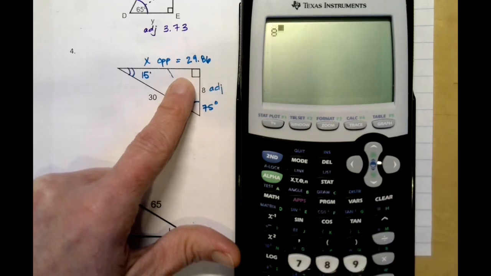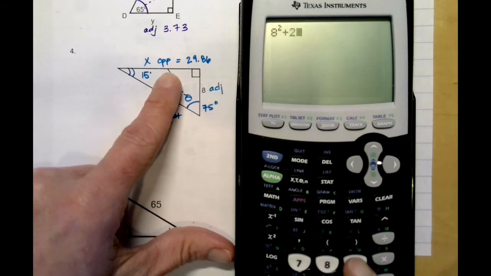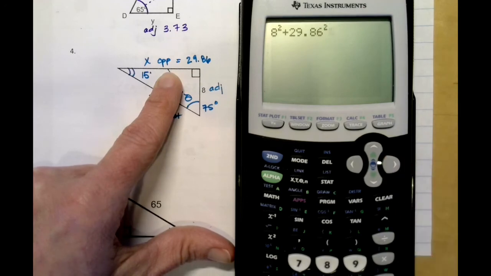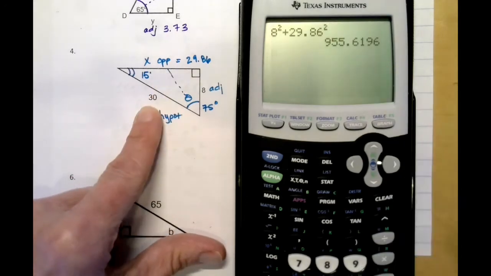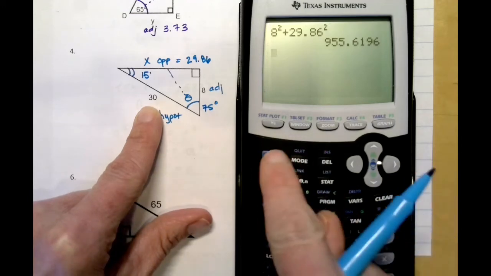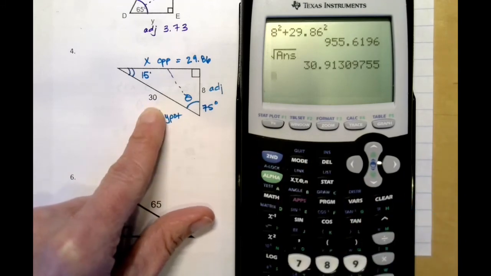Is 8 squared. Don't forget to arrow out. Plus 29.86 squared. Are those two values equal when you divide by 30? So when I go ahead and I divide, what is the square root of this value? Pretty close. We have some margin of error.